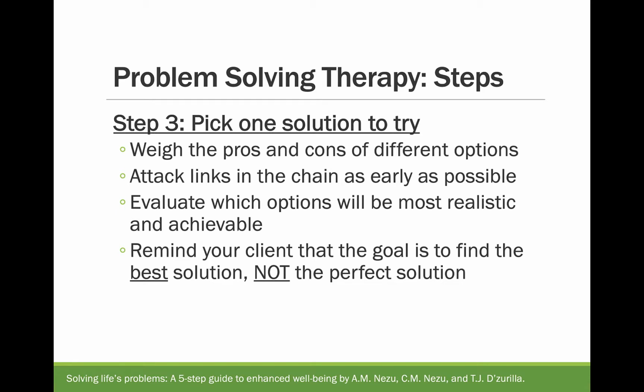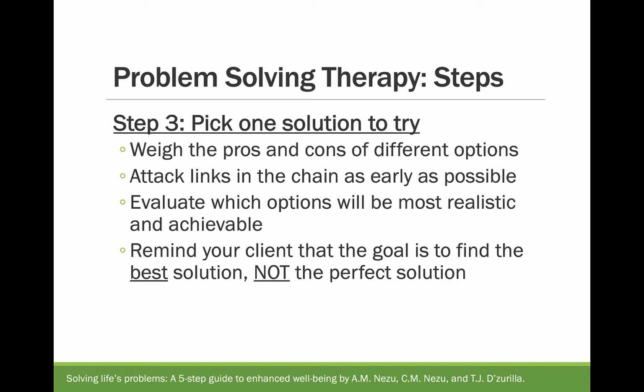One of the things you also want to think about when you're picking a solution to try is that solutions that will attack links in the chain as early as possible have a higher likelihood of overall success. And the main thinking here is that the earlier you can try to nip the problem in the bud, the less likely you are to get derailed in your efforts later on down the line. So acknowledge that these cues will come up, and we can't always just avoid the cues, but we can hopefully early on in this behavior change try to get that chain to go in a different direction.